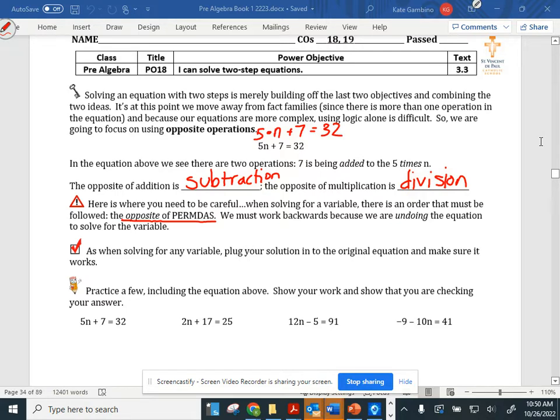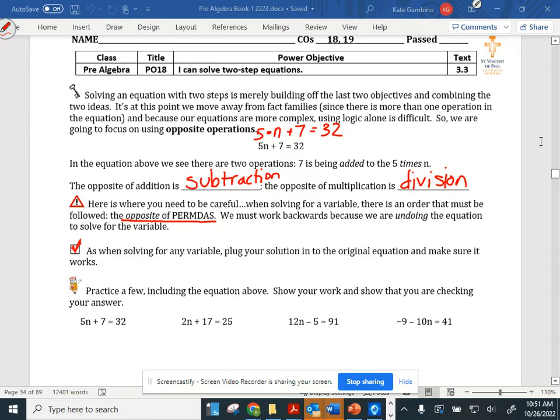Because we're working on getting our variable by itself. We want to get our variable by ourselves so that multiplying and dividing are connected right to the variable. So we're going to take care of the constant, get that out of the way. So we're just left with the variable on the side. Then we're going to take care of whatever number we're multiplying or dividing that variable by. So when solving for any variable, you're going to plug your solution into the original equation and make sure it works. We're going to check our answer. Make sure that it's the correct answer.